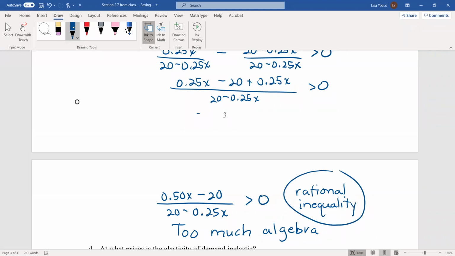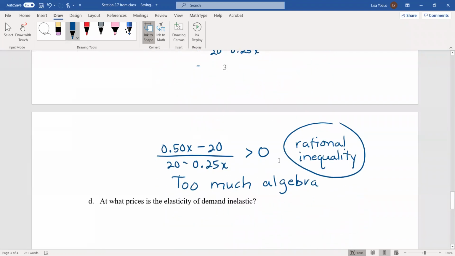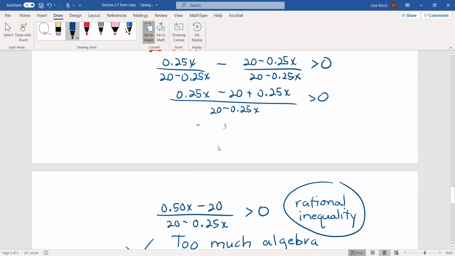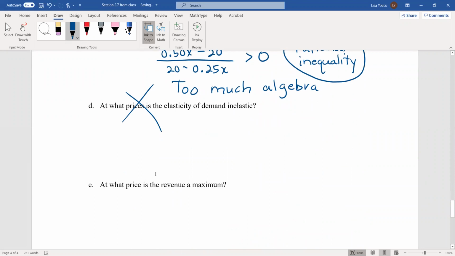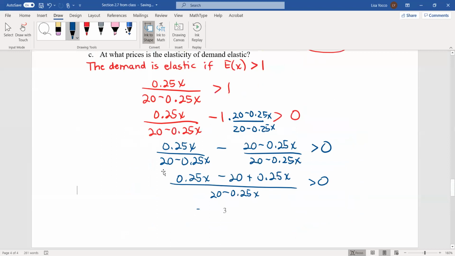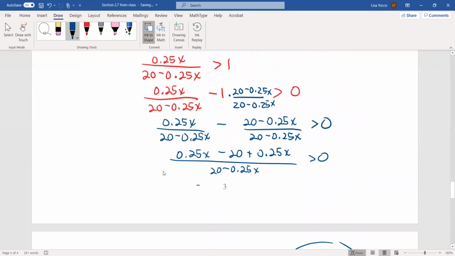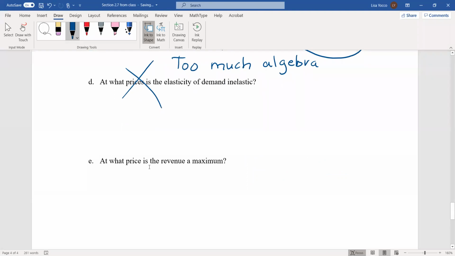We've already done a lot of stuff that I don't really expect you to do, but at this point, we would actually have to make a sign diagram. It's messy. So we'll just live without this part, okay? But I'm not going to have you solve these inequalities. So let's skip those two parts and let's go to part E.